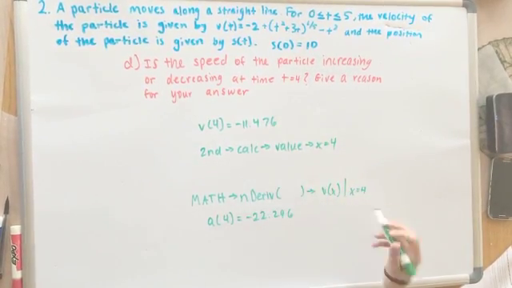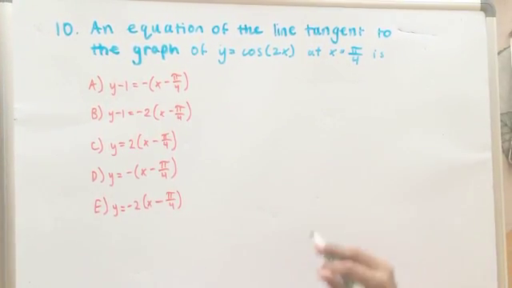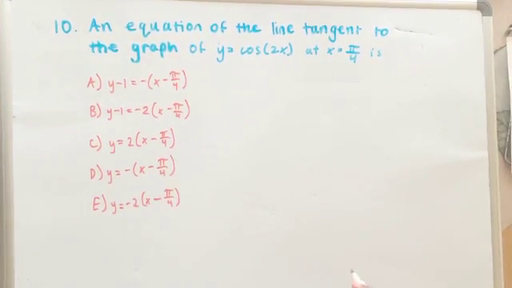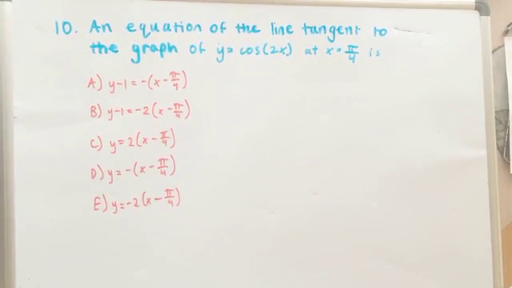They're both negative. So the problem today is an equation of the tangent line to the graph of y equals cosine of 2x at x equals pi over 4 is. And these are your 5 options because it's multiple choice.